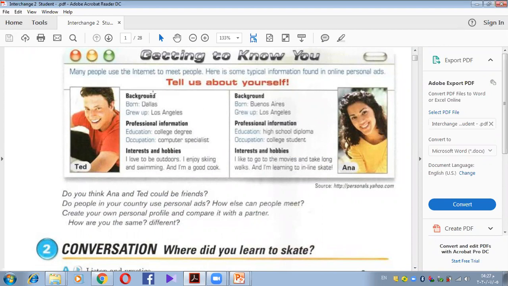Tell us about yourself. Background, born, so the place you were born in. Grew up, if you grew up in a different place. So Dallas, Los Angeles for him, for example. Personal information or professional information. Professional information means education and job, if you have a job. So education, for example, college degree. College degree means he is having the same like a university, okay? Education here, high school diploma, for example. Occupation, computer specialist. He works as a computer specialist.